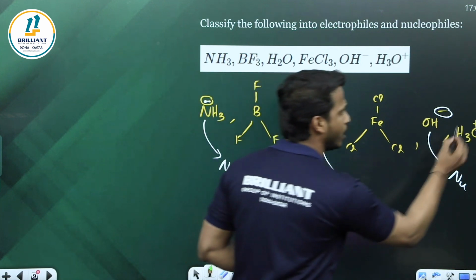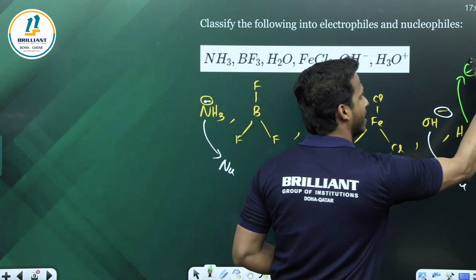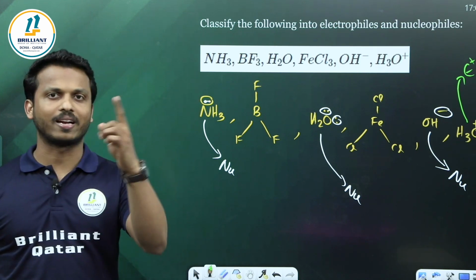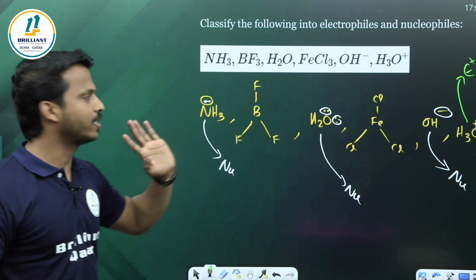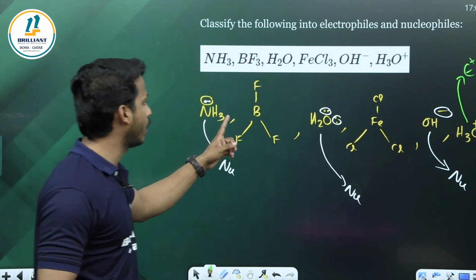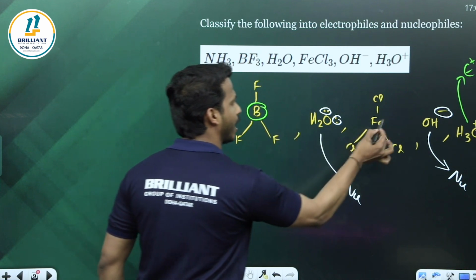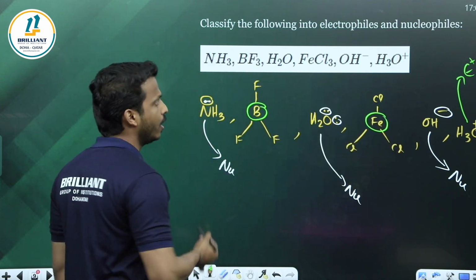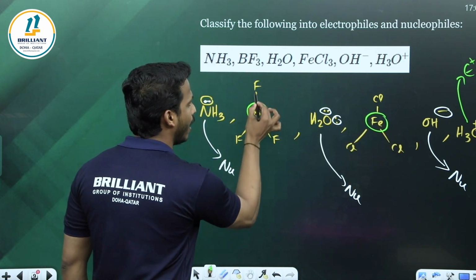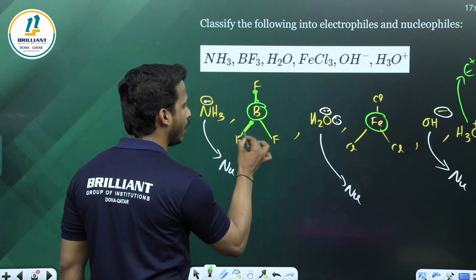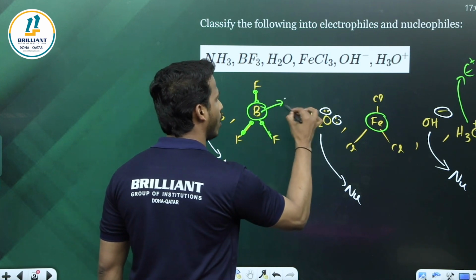BF3, FeCl3 and all, listen. Can I take H3O plus as an electrophile? Yes, of course, because H3O plus has a positive charge, definitely it attracts an electron, correct? H3O plus is an electrophile. Only confusion is with BF3 and FeCl3. Carefully check it all of you, the central atom, boron and iron. The boron has only 3 bonds. You know, 3 bonds contain how many electrons? 1, 2, 3, 4, 5, 6. It contains only 6 electrons.